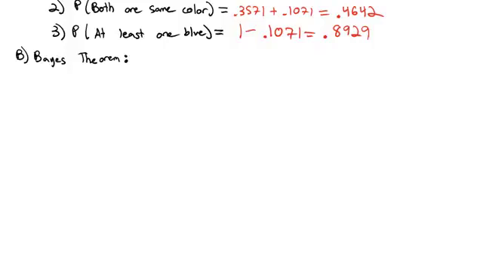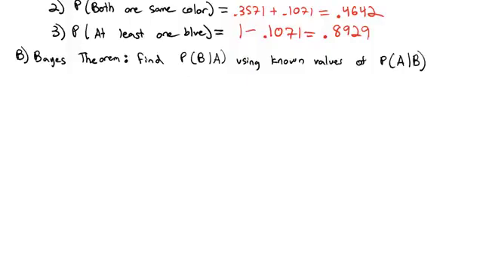And Bayes' theorem is a way to find a conditional probability, like the probability of B given A, using known values of the probability of A given B. In other words, the given values are backwards from the given values that we want.